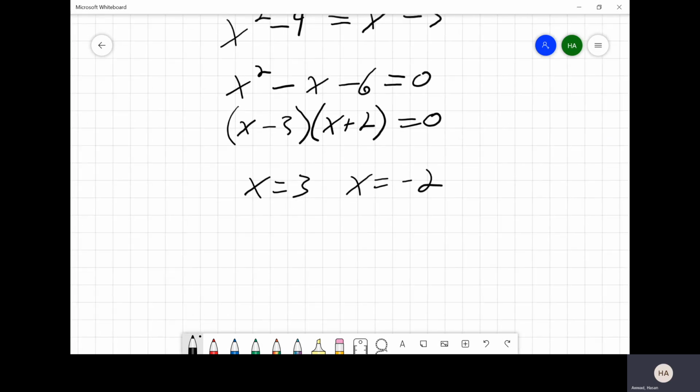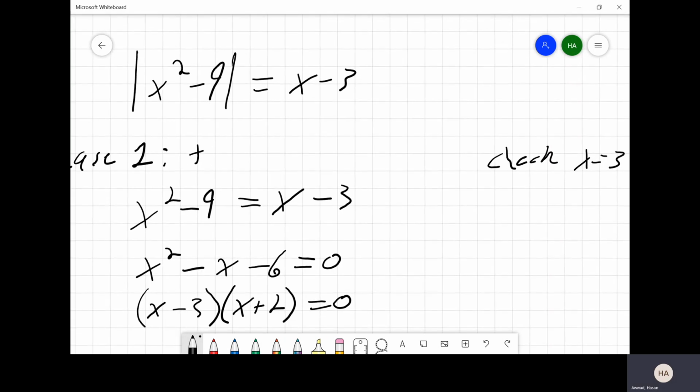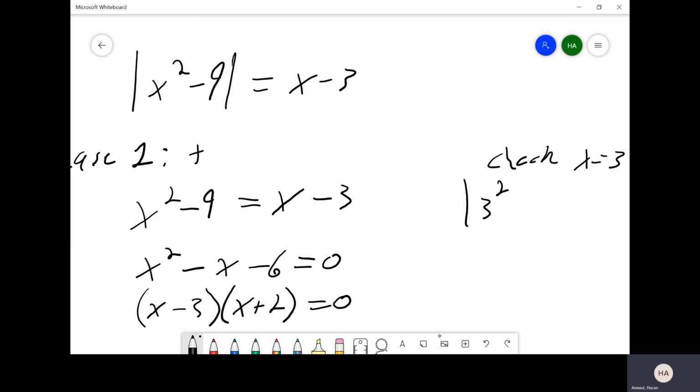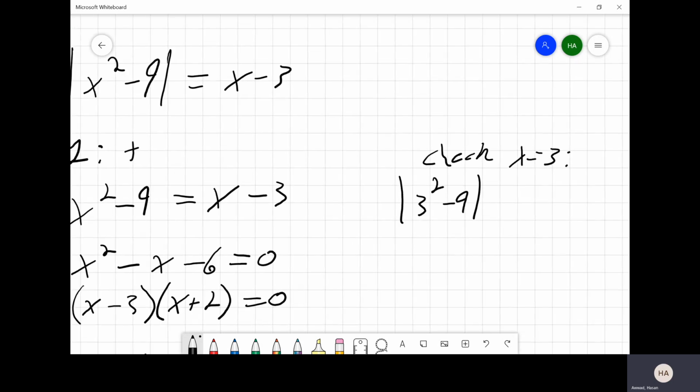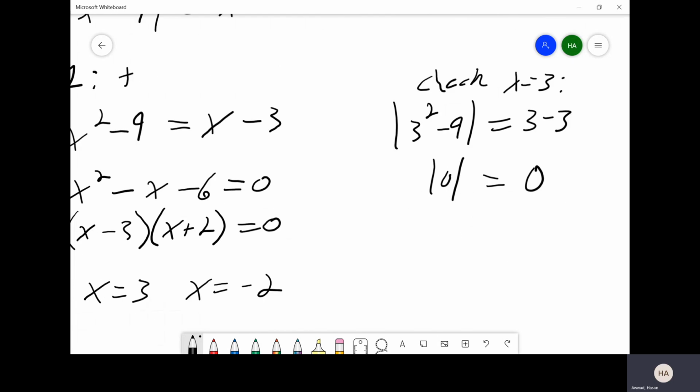So checking both solutions, and we have to plug them into our original absolute value equation that we have. So we do a check for x is equal to 3. And the original equation was, so 3 squared minus 9 is equal to 3 minus 3. Well, 3 squared is 9. 9 minus 9 is 0. And we have the absolute value of 0. So absolute value of 0 here. 3 minus 3 gives us 0 as well. And absolute value of 0 is just 0 is equal to 0. So 3 will work, right?